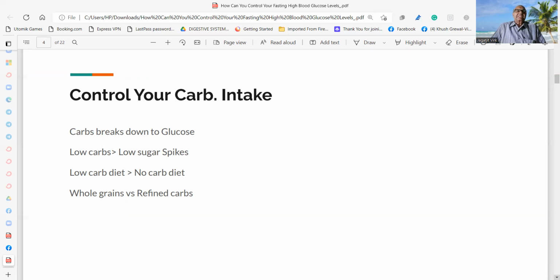Whole grains versus refined carbs. In a whole grains diet, the absorption will be much smoother, whereas in refined carbs, the absorption is immediate and you will get a glucose spike, and along with that, you will get an insulin spike.